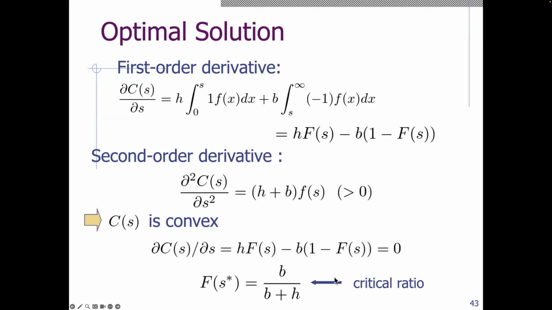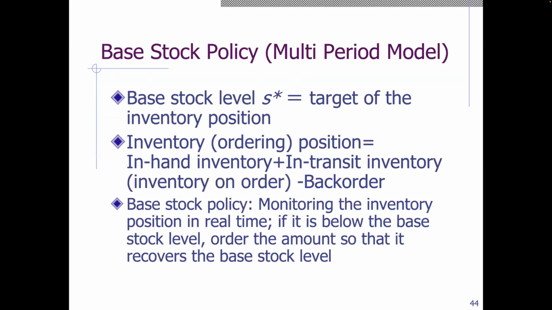So the optimal ordering quantity S* should satisfy F(S*) equals b over b plus h. This ratio, b over b plus h, is called the critical ratio. This formula indicates that it is optimal to set the service level to the critical ratio.